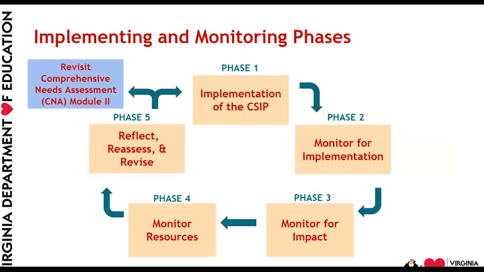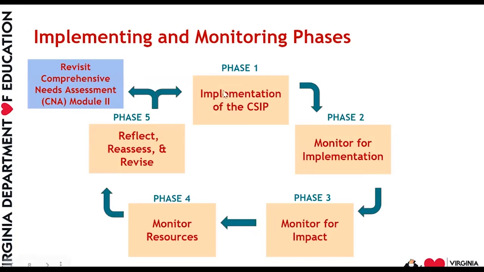All right, so we're going to dig a little deeper into the phases for Module 4 for implementing and monitoring. And if you've been to our other module sessions for CNA and CSIP, you've seen phases there too. So kind of mirroring that process. So of course, phase 1 is going to be implementation of your CSIP. Phase 2, we're going to talk further about monitoring for implementation, monitoring for impact in phase 3, and monitoring your resources in phase 4. Right? And then all of those things lead to that reflect, reassess, and revise.